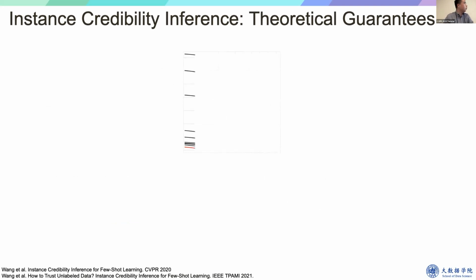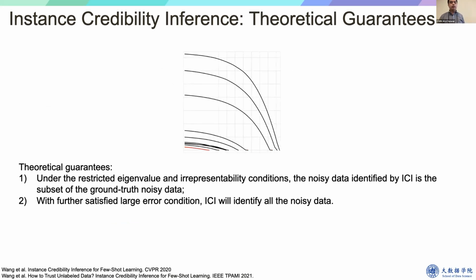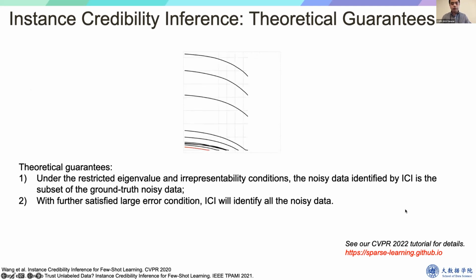As a statistical algorithm, we have very sound theoretical guarantees to ensure the effectiveness of our algorithm, of which we only give an informal version here to extract the main results with a less restrictive condition. Our algorithm will identify the subset of ground truth null data with no false positive errors, and with a more restricted condition, our algorithm will identify all the noisy data. For more details, please see our CVPR 2022 tutorial. And this is an example of using sparsity to help few-shot learning.